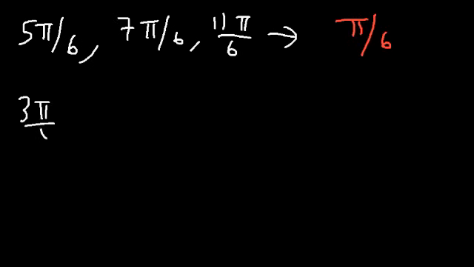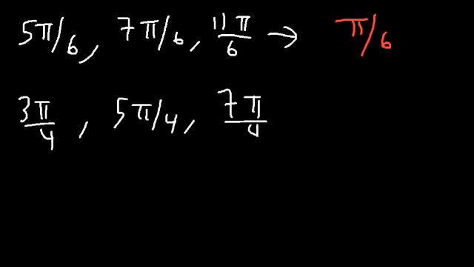3 pi over 4, 5 pi over 4, and 7 pi over 4 share the same reference angle of pi over 4. Now pi over 2 and 3 pi over 2, they don't have a reference angle because they're not in any particular quadrant. They're just on the y-axis. So it won't work for that.